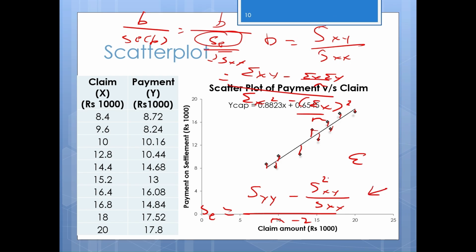Now, note something. This square is not for the whole thing, no. The square applies only to the numerator here. The denominator is still the sum of squares of x. Be very careful about that, please. So now, this is the variance of the error terms.